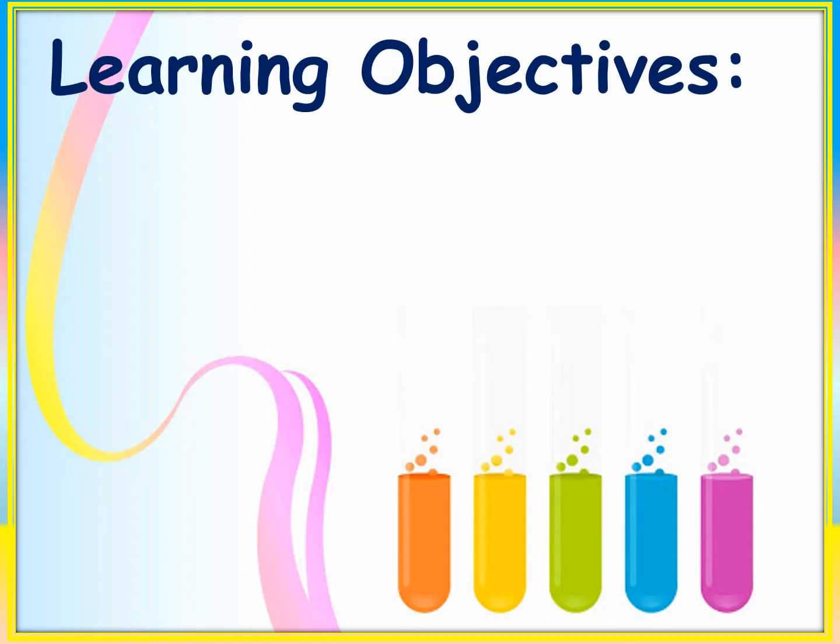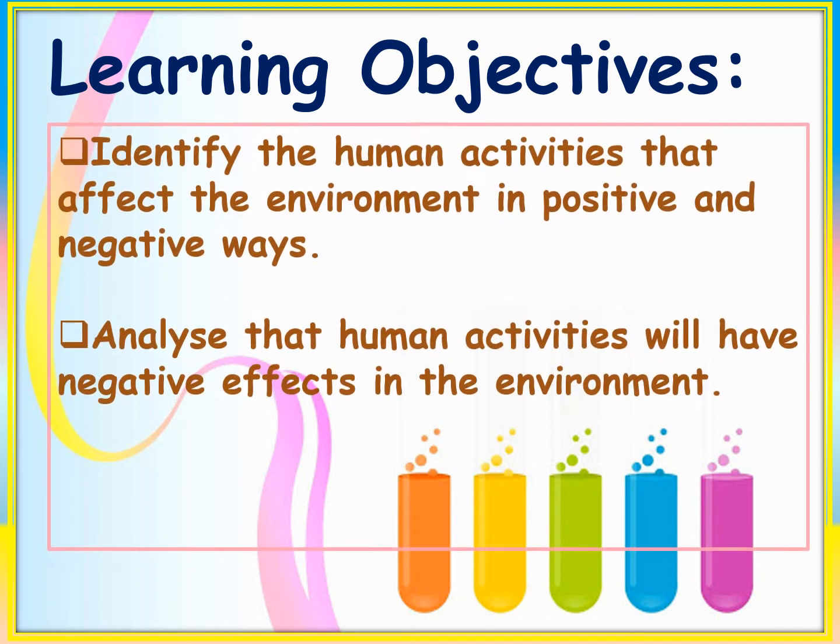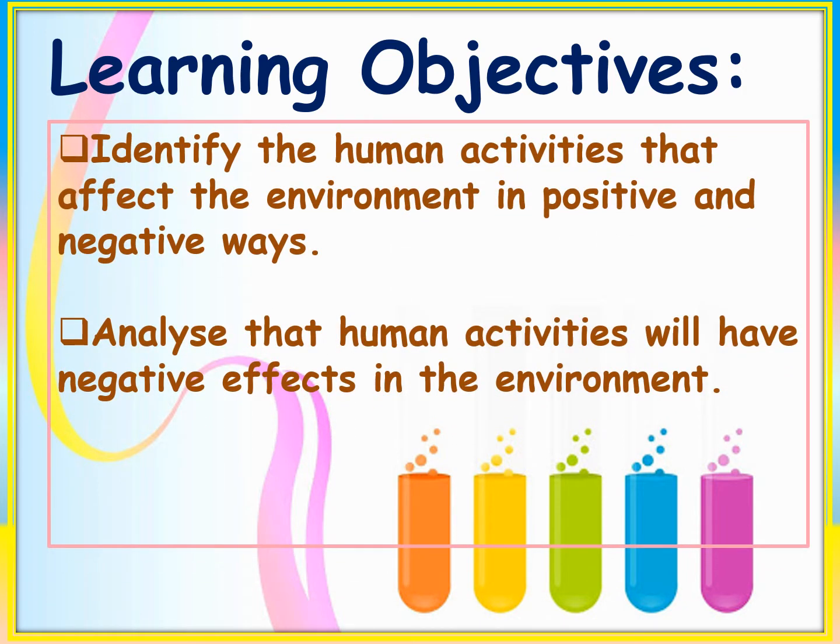For the learning objectives of this lesson, first, identify the human activities that affect the environment in positive and negative ways. Second, analyze that human activities will have negative effects in the environment. So at the end of this lesson, you will be able to identify the different human activities that affect the environment in positive and negative ways, and analyze that human activities will have negative effects in the environment.